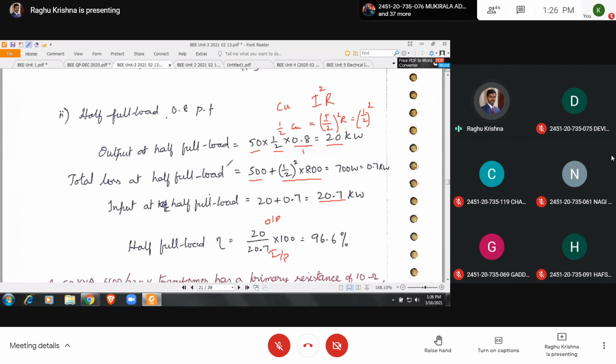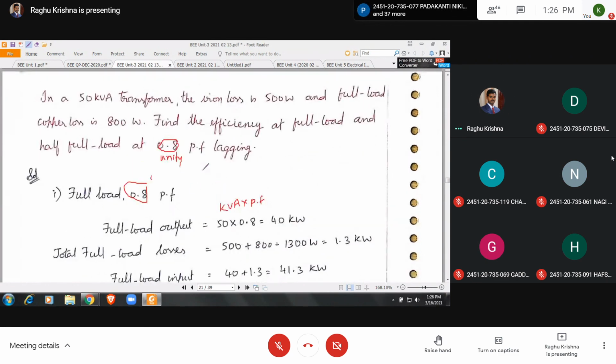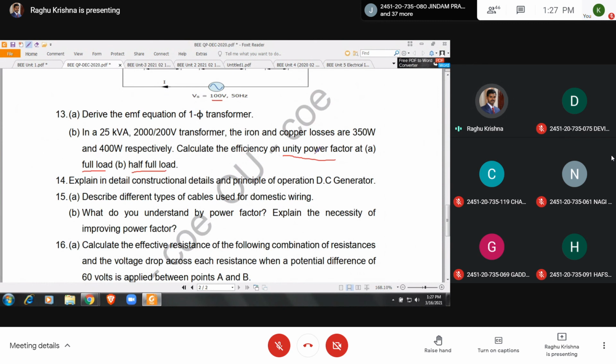This is similar to this one. Here power factor is 0.8. We are going to calculate the efficiency at full load and half full load. Here this problem has 0.8 power factor. In your question paper, it is given as unity power factor. It is just the same problem with a power factor equal to 1.